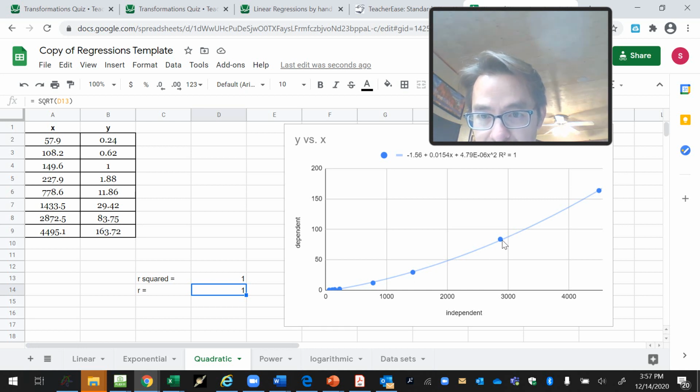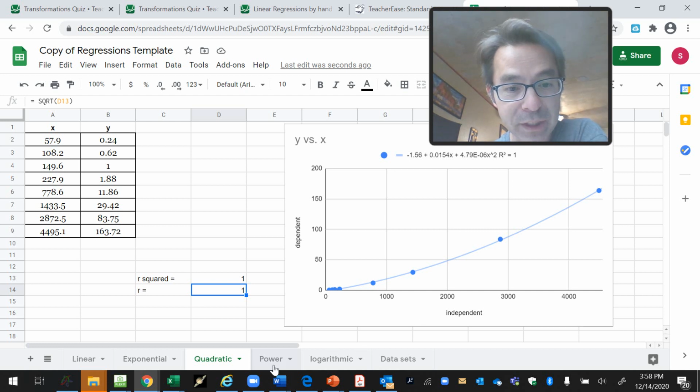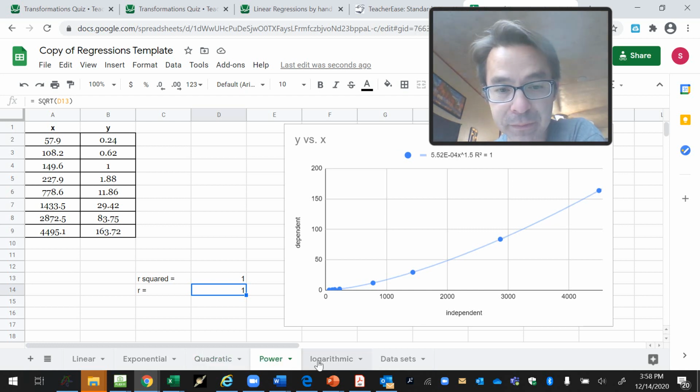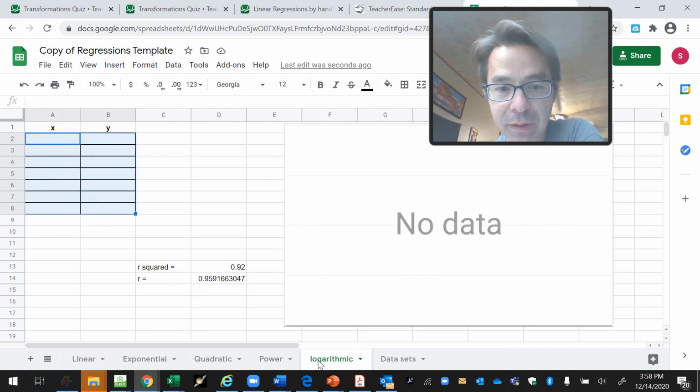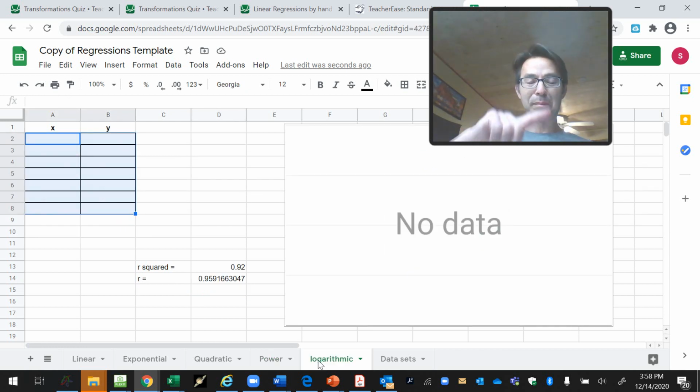So this r squared equals 1 is rounded. It's probably like 0.99 something. So power is actually the winner here. Barely, but it is the winner. But we're going to use quadratic because I like my two parabolas make an elliptical orbit.